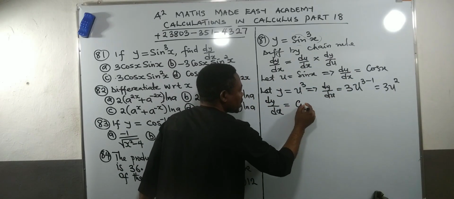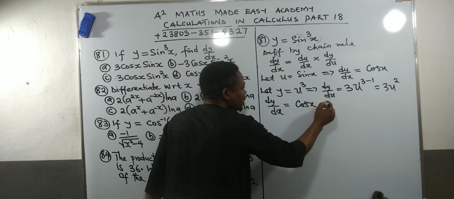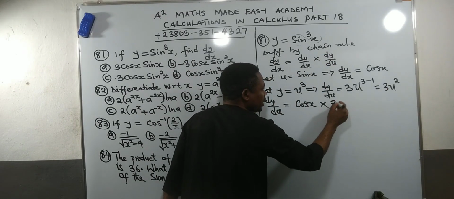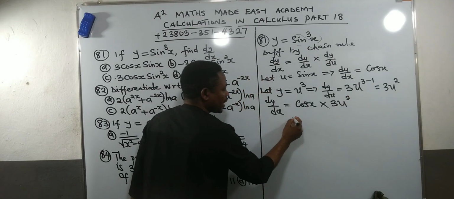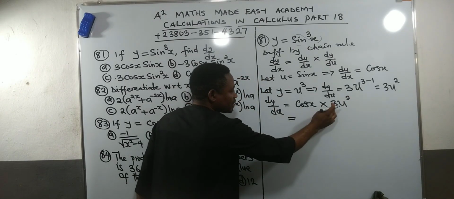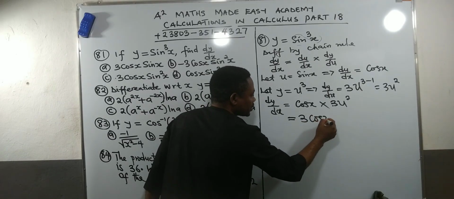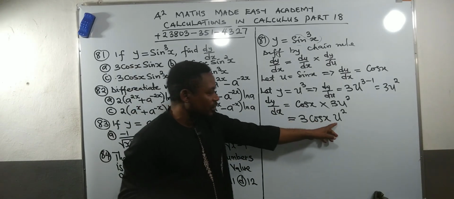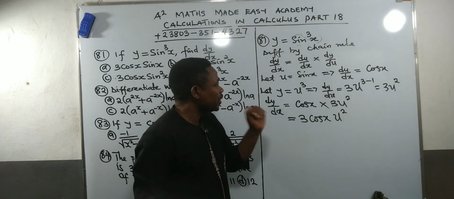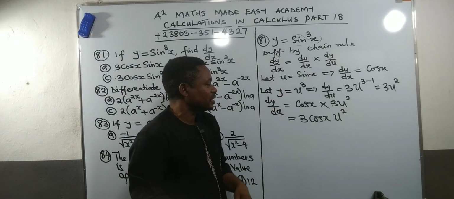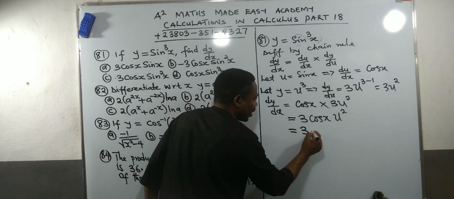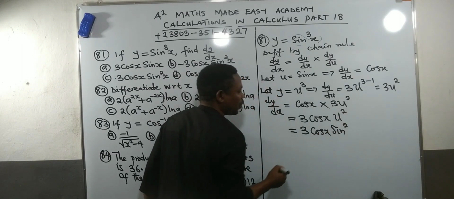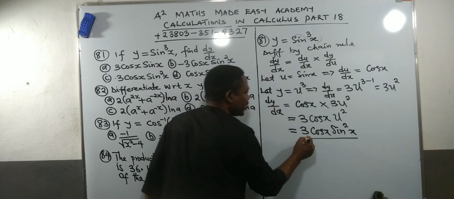The answer is cos x. I'll put here cos x. Next is to multiply and move to dy/du, which is 3u squared. Are you there now? Then can I say this is now equal to cos x times 3, which gives me 3 cos x, followed by u squared. Do you know that we know the value of u? Let's substitute for u. From the onset, the value of u is sine x. So in summary, this is 3 cos x, and u is sine, so u squared is sine squared of x. And that is the final answer.